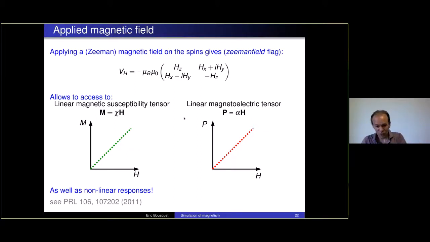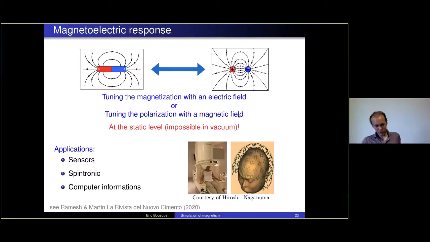And this is something I'm going to discuss more now, because I am mostly interested in that. When you apply a magnetic field, you can plot the magnetization, but you can also plot the polarization. And the line that is drawn from the induced polarization due to the magnetic field is what we call the magnetoelectric response. And I'm going to discuss a bit more later to show you an example for this magnetoelectric response.